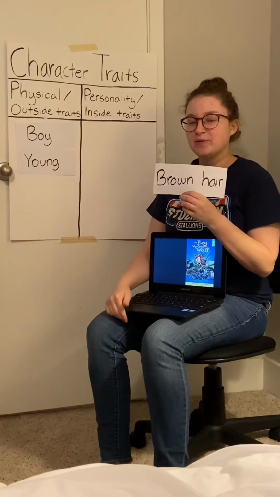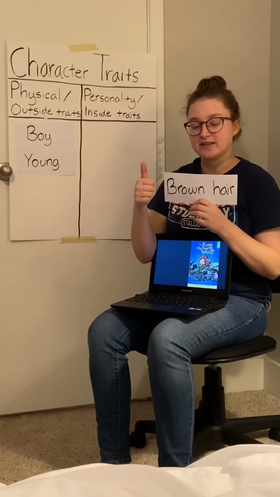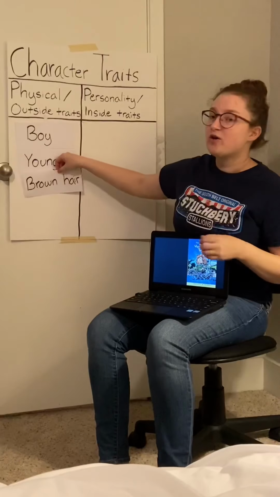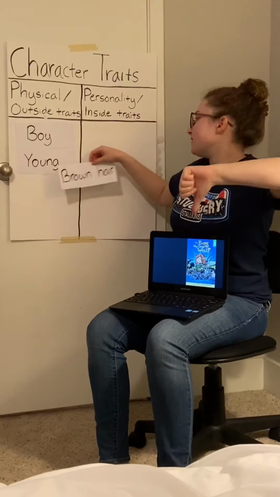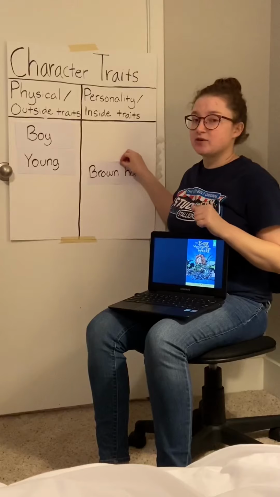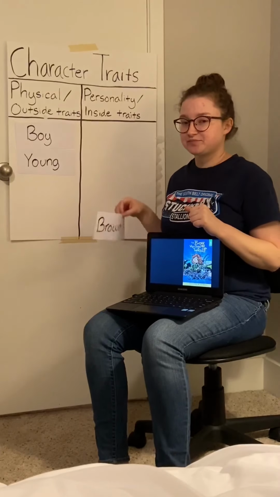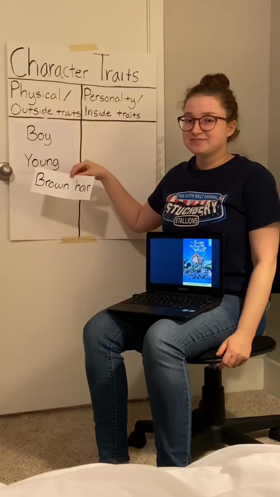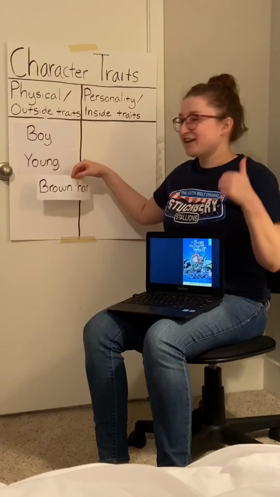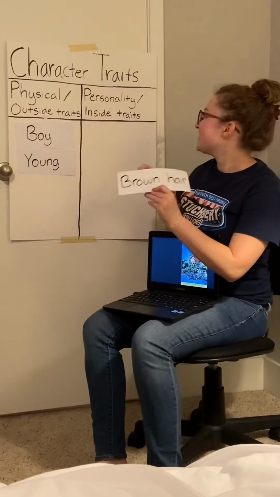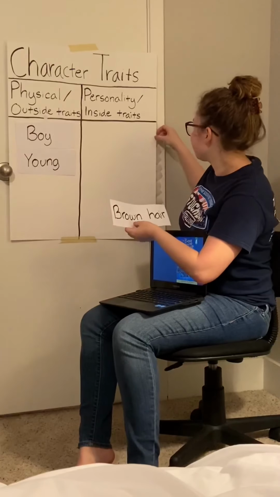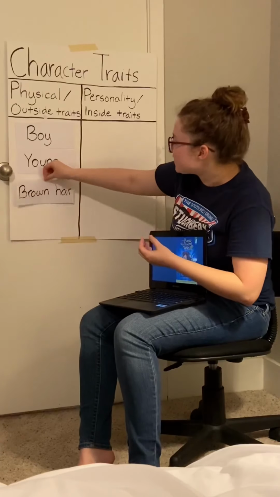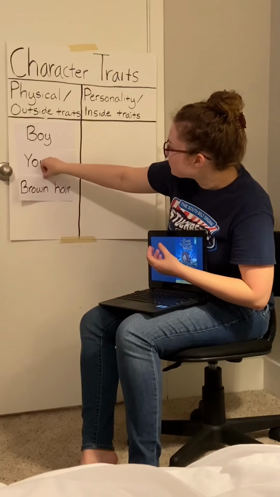So I want you to put a thumbs up if you think that brown hair is a physical outside trait, or I want you to put a thumbs down if you think that brown hair is a personality or inside trait. Okay, good. So brown hair is a physical outside trait. We can see it on the outside. It's not based off of his actions or what he says. We can just see it with our eyes.